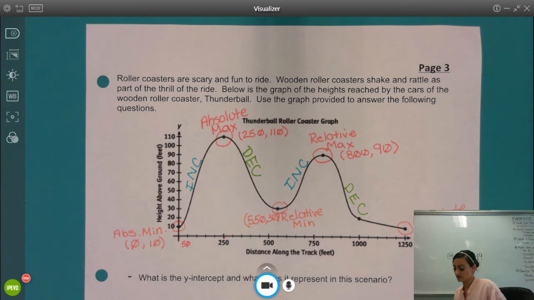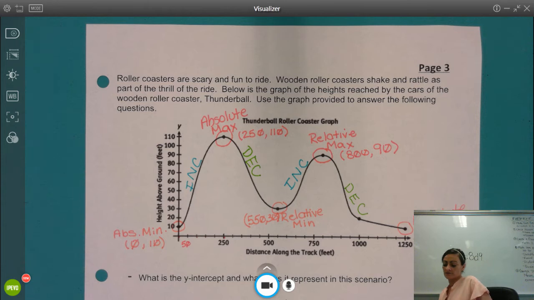I'm going to grab some more colors. I didn't get enough. The next thing we're going to talk about is domain and range. Domain is all of the possible input values we could see, and range is all of the possible output values we could see. And we're actually going to start writing our domain and our range, but we're going to do that in words.